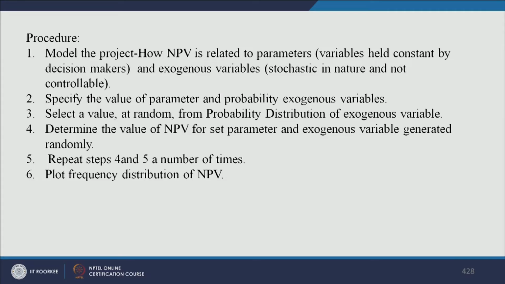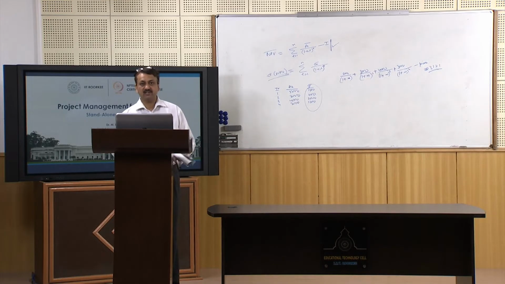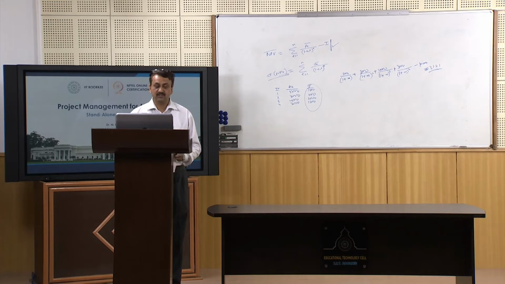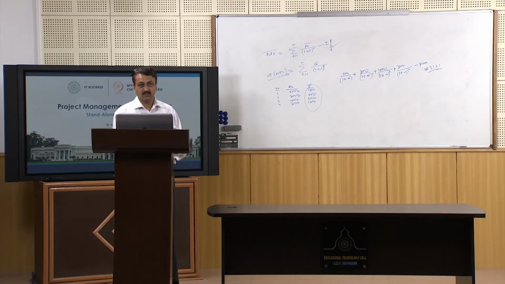So, the frequency distribution of NPV can take different shapes, right. We do not know what shape the NPV distribution will take. It may take a normal distribution shape, or a triangular distribution shape, or a step distribution shape and so on, right. So, it all depends on the probabilities of the exogenous variables and the random numbers, right.